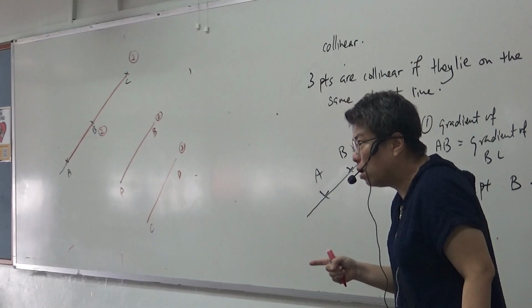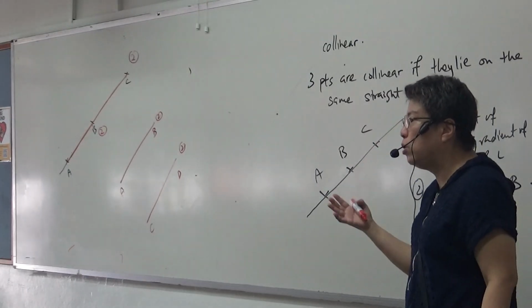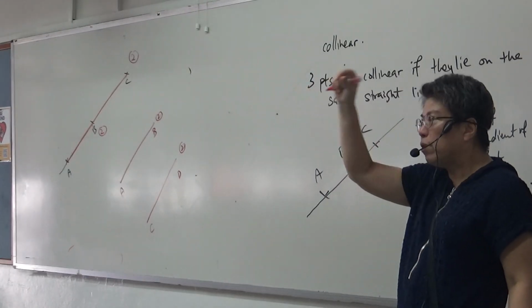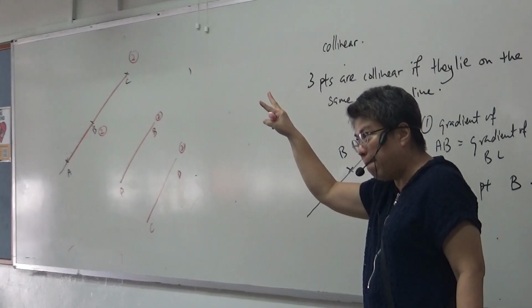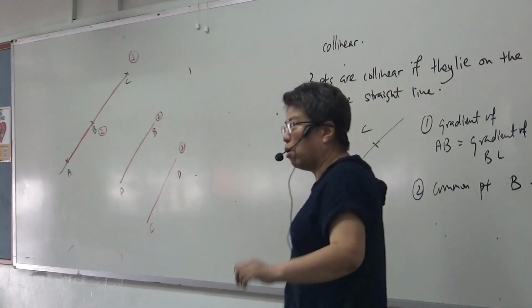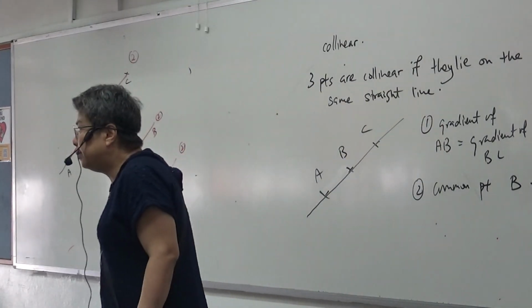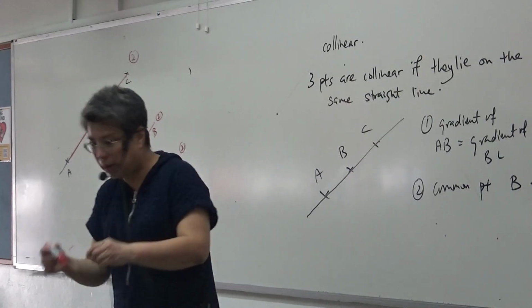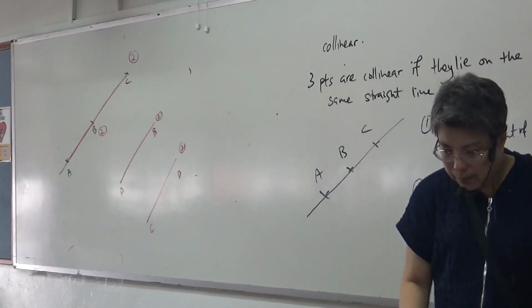Everybody clear? Okay, so how to prove 3 points are collinear? Just take one common point, find the gradient, say, and then say that one is the common point. That's all finished. Everybody clear? Okay, alright, good.